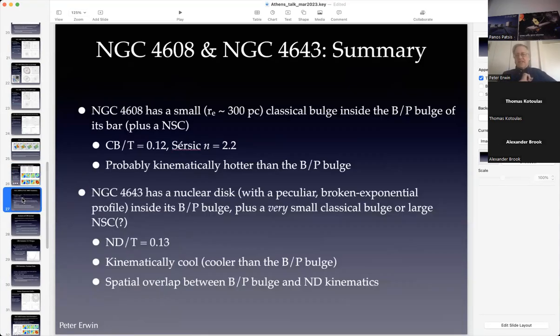So to summarize this detailed exploration of these two galaxies, NGC 4608 has a small classical bulge inside the boxy peanut bulge of the bar with a nuclear star cluster. This classical bulge to total ratio is only about 12%. NGC 4643 has a kinematically cool nuclear disk with a slightly unusual broken exponential profile inside the boxy peanut bulge and a very small classical bulge or large nuclear star cluster. The nuclear disk is about 13% of the total light, basically the same as the classical bulge in 4608.